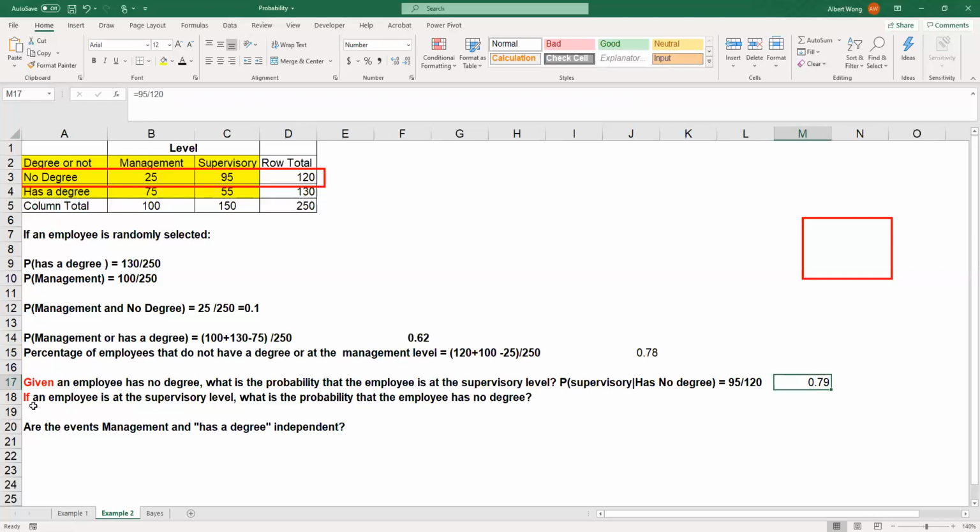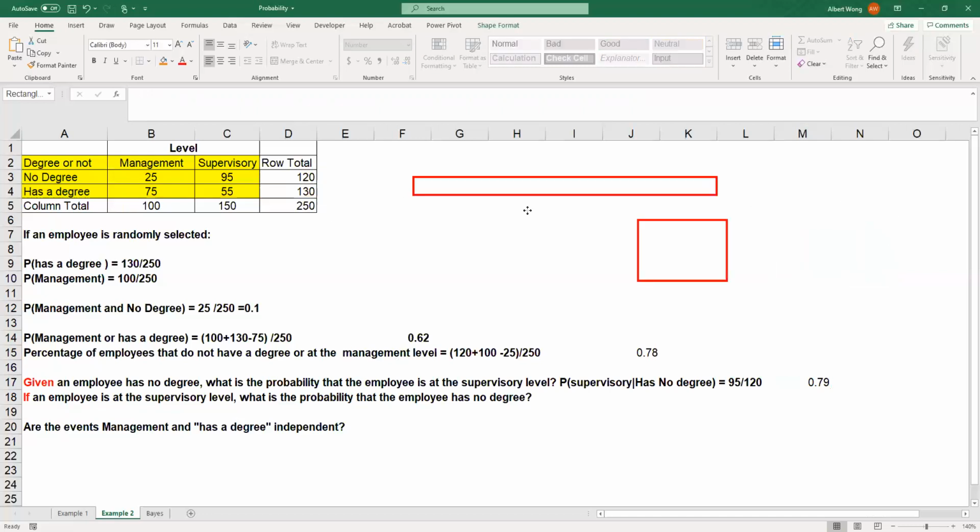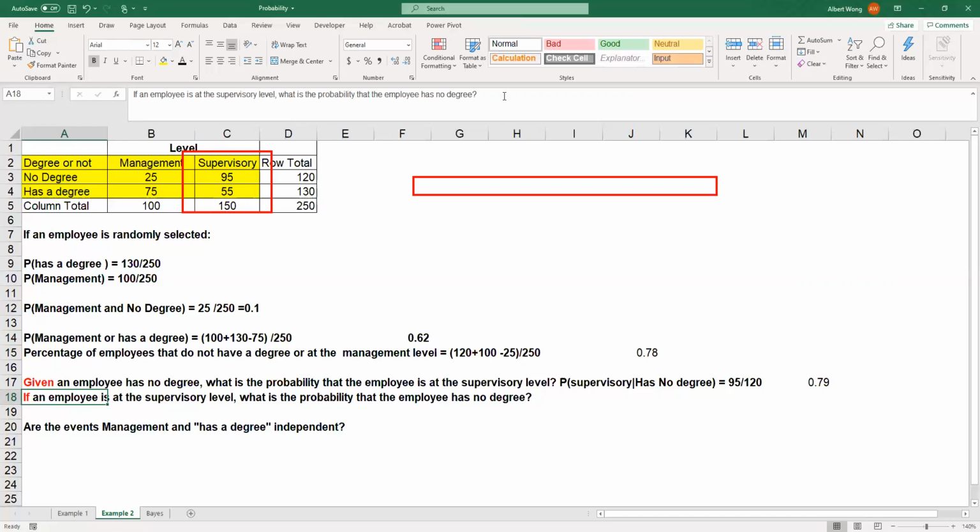If you look at this question, if an employee is at the supervisory level, what is the probability that the employee has no degree? So if an employee is at the supervisory level, so given, right, that's the same as given the employee is at the supervisory level, right? So we look at all the employees at the supervisory level, that's 150 of them. Out of the 150 of them, how many of them have no degree? Well, 95 of them have no degree. So the probability or the percentage is equal to 95 divided by 150.